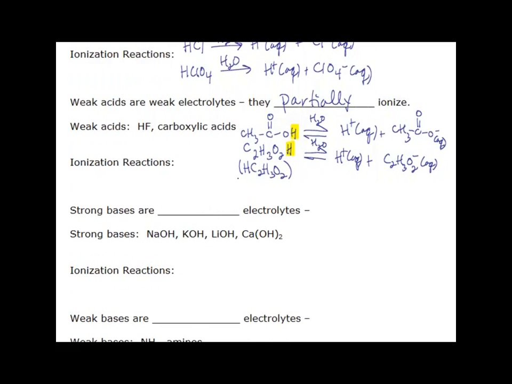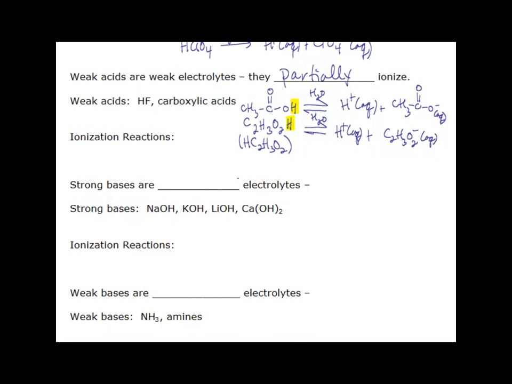Strong bases. Since they're strong bases, they are strong electrolytes. They ionize completely. The strong bases that you should know and memorize: sodium hydroxide, potassium hydroxide, lithium hydroxide, and calcium hydroxide. So calcium hydroxide is a strong base. You might think based off your solubility rules that it's not, but it is. Just accept that. Know that I've told you.